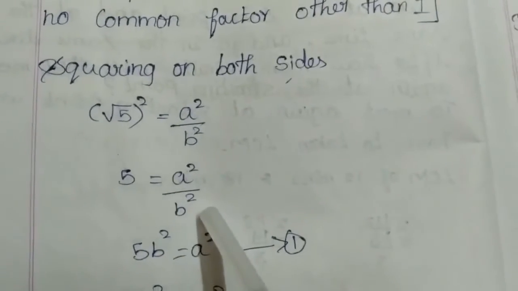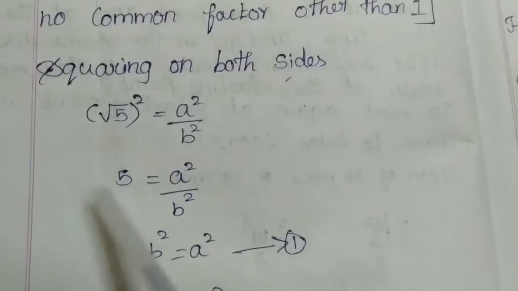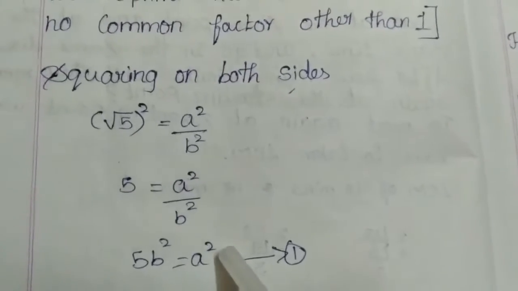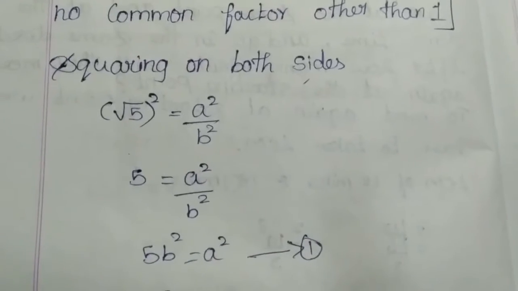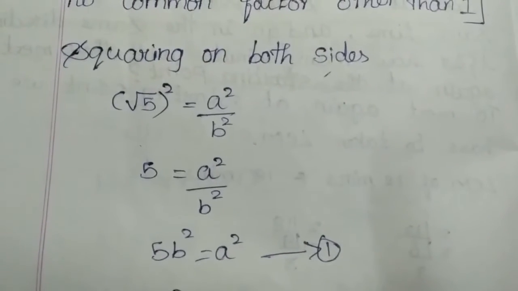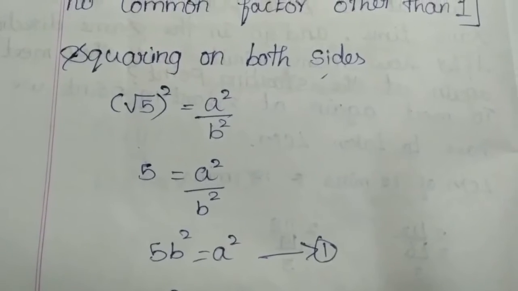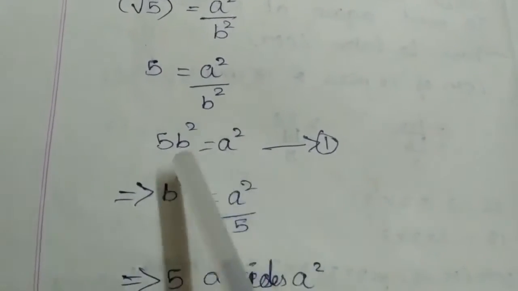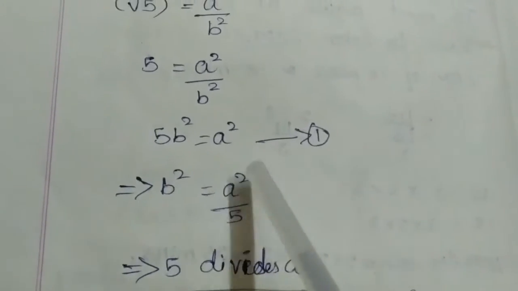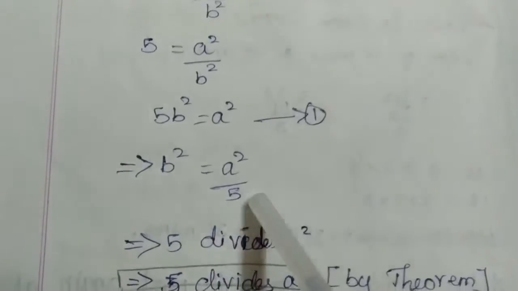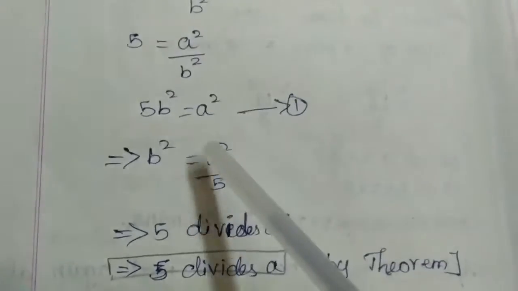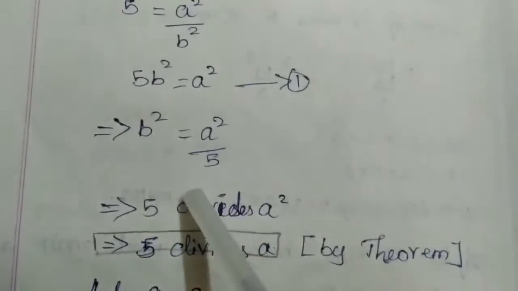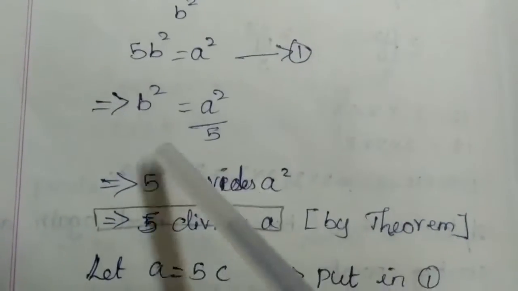Again, how can we simplify? b squared goes to that side by multiplication. So 5 into b squared gives a squared. So 5b squared is equal to a squared. Keep it as equation number 1. Next, the 5 goes to this side, meaning divide. So b squared is equal to a squared by 5. That is, 5 divides a squared. If 5 divides a squared, then 5 divides a.